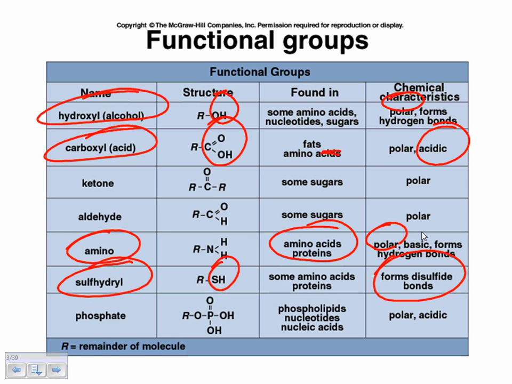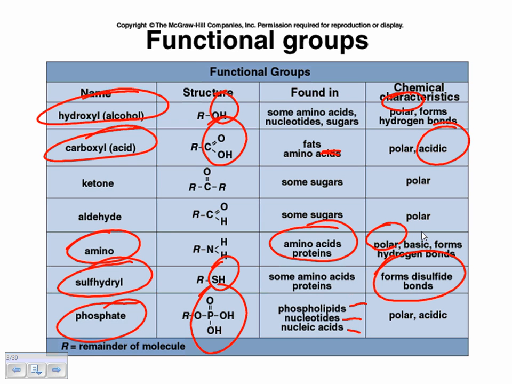The final functional group we'll mention is the phosphate group. The phosphate group is a fairly big group. It consists of a phosphorus atom surrounded by some oxygens and also some hydroxyls, some OH groups. It's found in a lot of different biological molecules. We've talked about phospholipids, we've talked about nucleotides and nucleic acids.